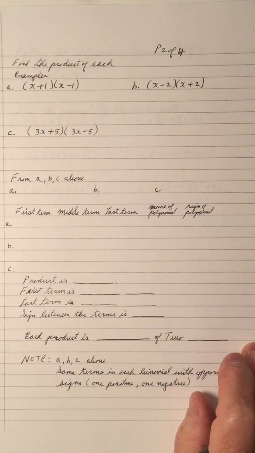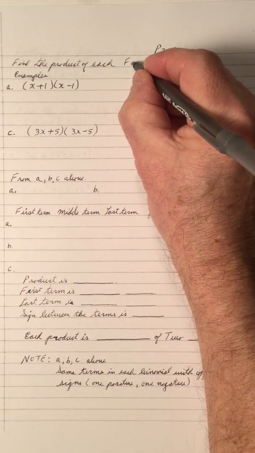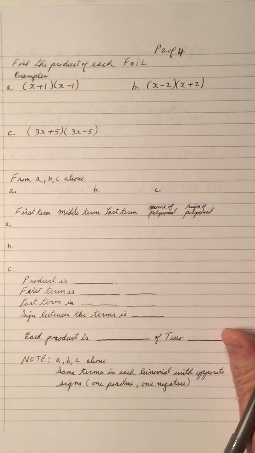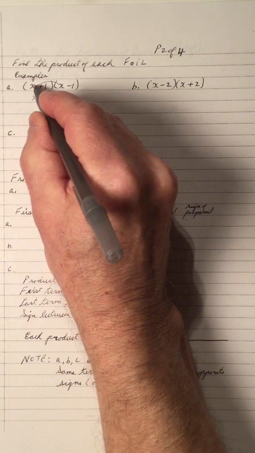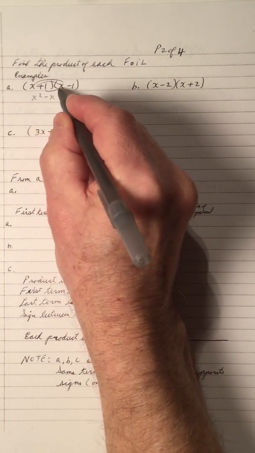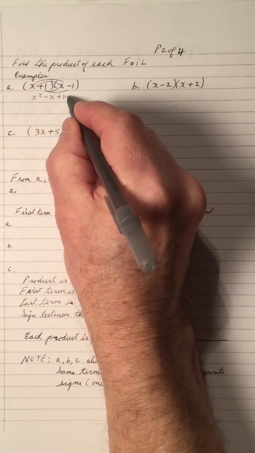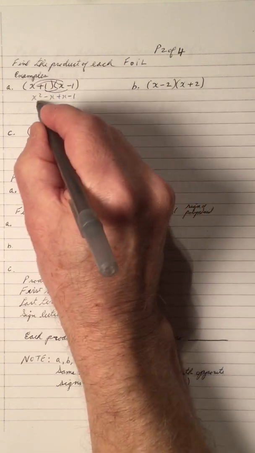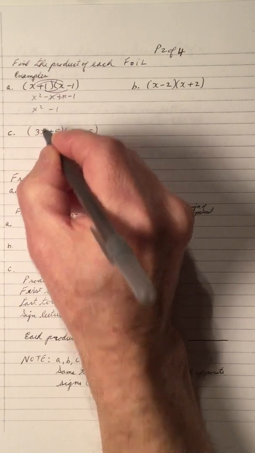Find the product of each. Let's find the product of each using the FOIL method for multiplying. First, x times x is x squared. X times negative 1, negative x. 1 times x, x. 1 times negative 1, negative 1. And we add, these cancel out.